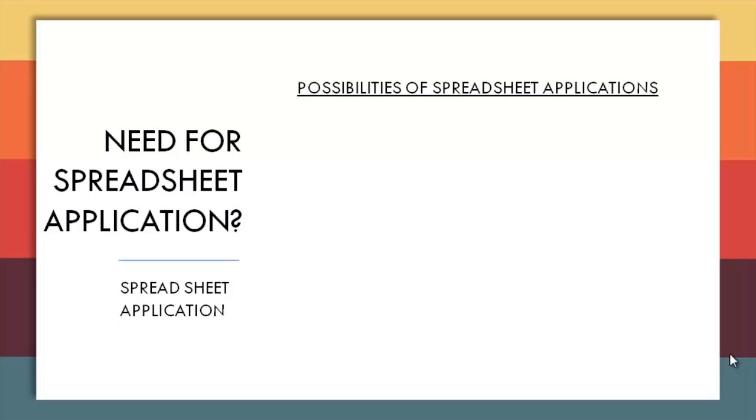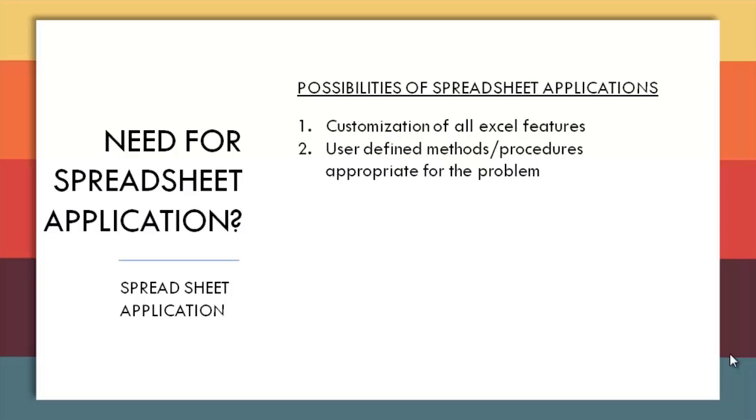To eliminate these defaults of the standalone spreadsheet, a spreadsheet application, that is a spreadsheet programmed with VBA, gives you n number of possibilities. The major possibility is that all the Excel features can be customized using VBA. The next most significant benefit of a spreadsheet application is that the user could define his own methods and procedures appropriate for his problem. A VBA program converts that spreadsheet into something more interactive and usable.